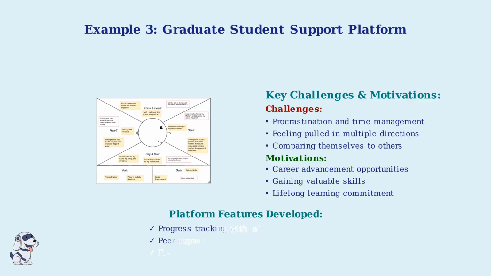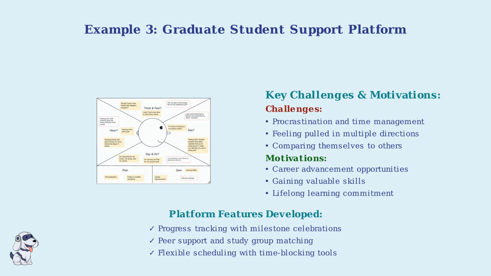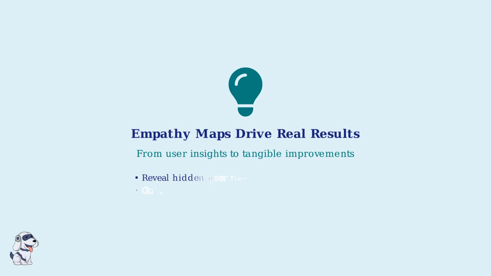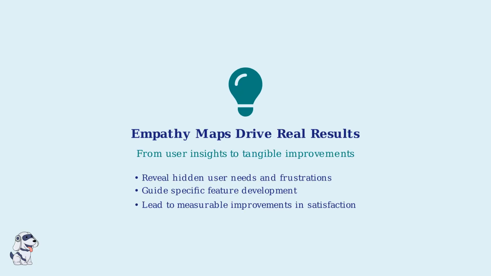Based on these insights, the company developed features like progress tracking, peer support networks, and flexible scheduling tools that directly address the emotional and practical needs identified in the empathy map. These examples demonstrate how empathy maps bridge the gap between user research and actionable improvements. They transform abstract user insights into concrete features and design decisions that genuinely improve user experiences.